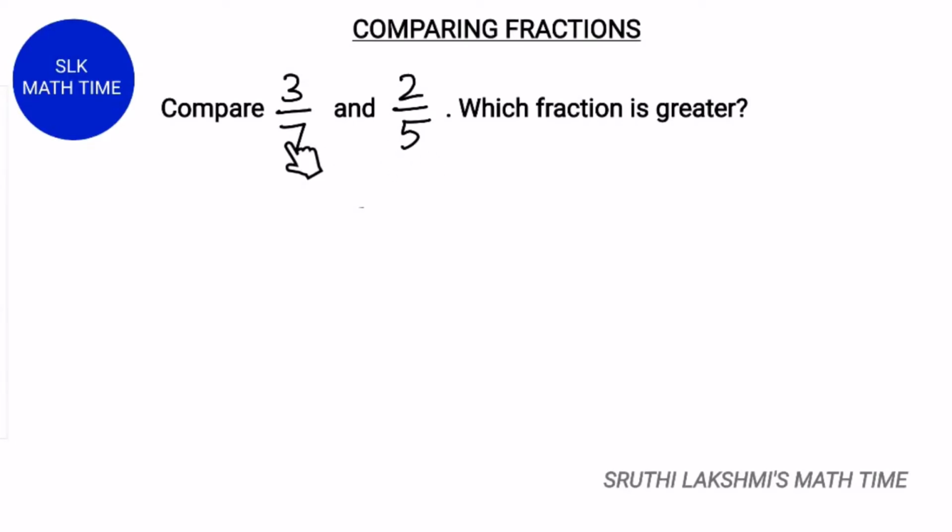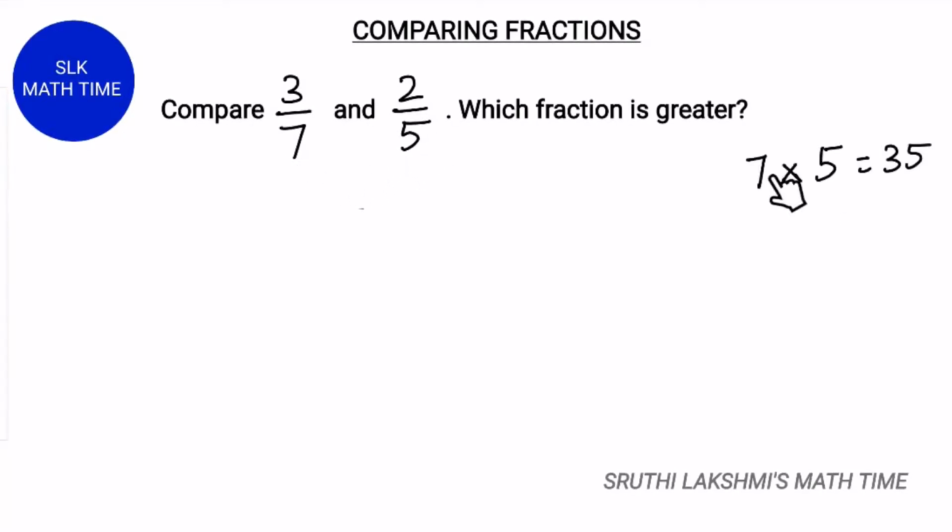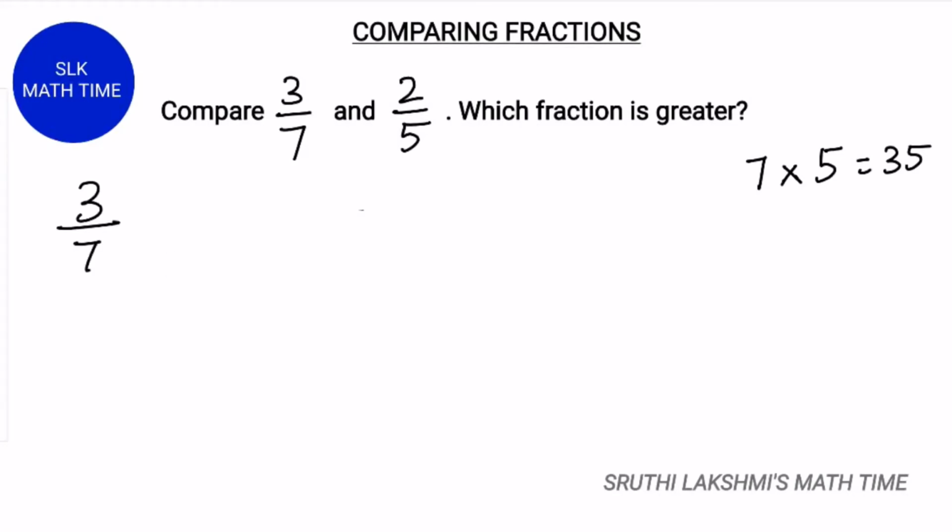Here both the denominators are prime numbers, which are 7 and 5. So we just multiply them. So 7 into 5 is 35. The first fraction we are comparing here is 3 by 7. And remember that 35 is the common denominator.